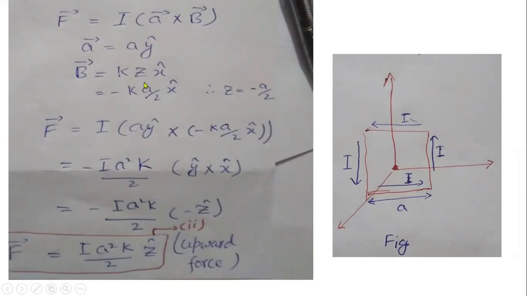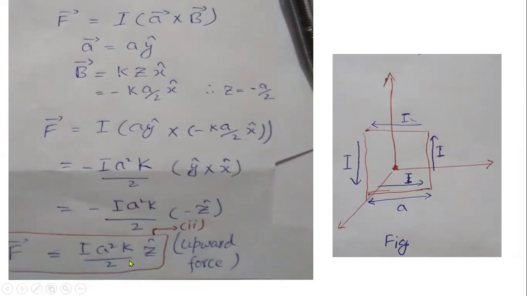So we have put z is equal to a by 2, and f is equal to I, putting the value of a vector here, multiplied by putting the value of b here, and taking common all these, I a square k divided by 2 y cap cross x cap is equal to minus I a square k divided by 2, because y cap cross x cap is equal to minus z cap. So we have f is equal to I a square k divided by 2 into z cap.